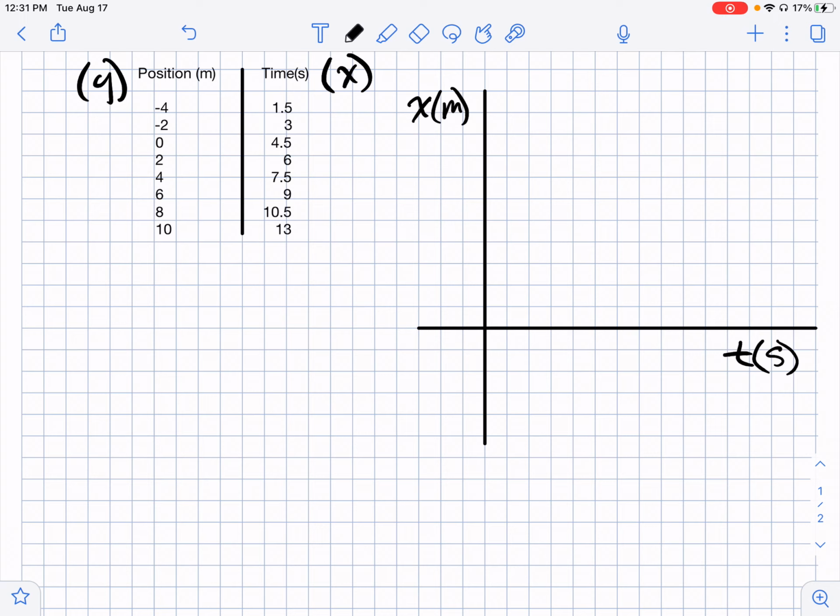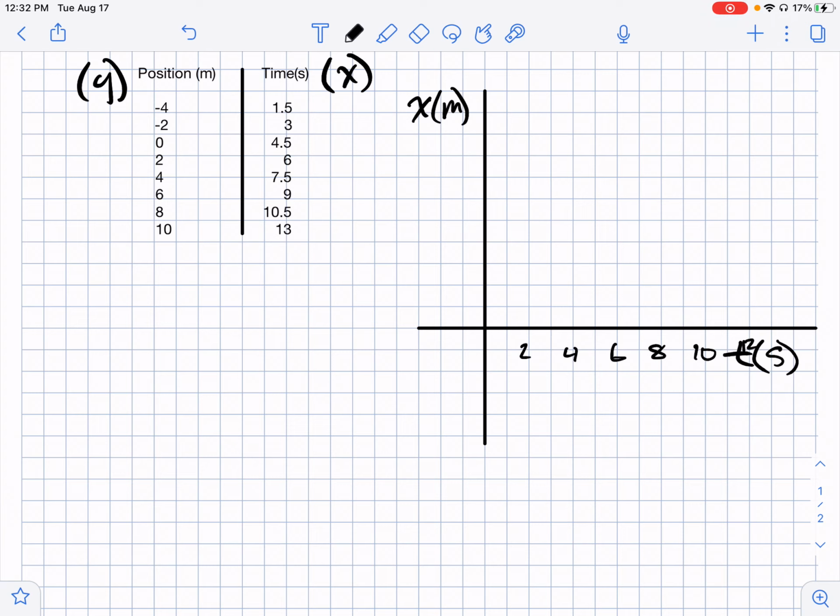Once we do that, we need to figure out some kind of a scale, depending on the data. For this one, time goes from 1.5 all the way to 13 seconds. So we can just call every line 1 second. So 2, 4, 6, 8, 10, and then 12.